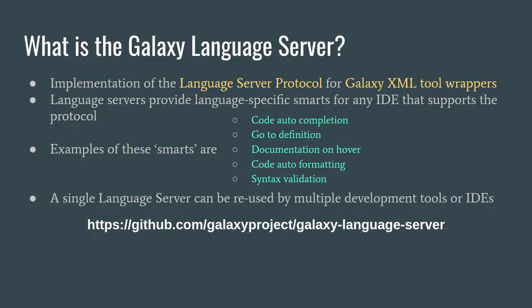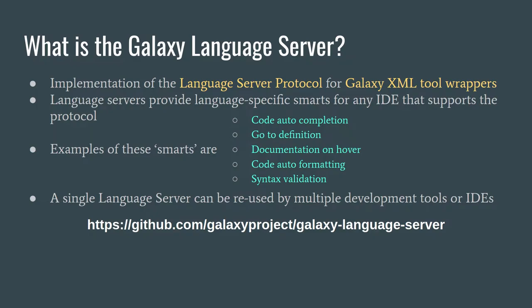So, what is the Galaxy Language Server? It is an implementation of the Language Server protocol specifically tailored for Galaxy tool wrappers. Many code editors or integrated development environments offer features like autocomplete, go to definition, find reference, etc. The idea behind this protocol is to define a common interface so these features can be implemented only once, and then they can be reused by multiple clients like Emacs, Visual Studio Code, and so on.